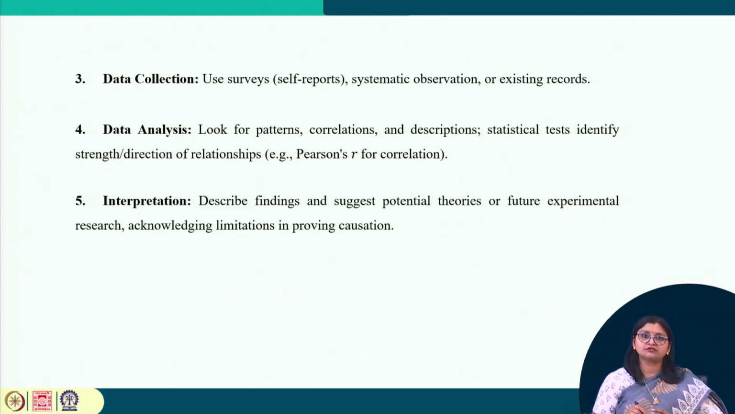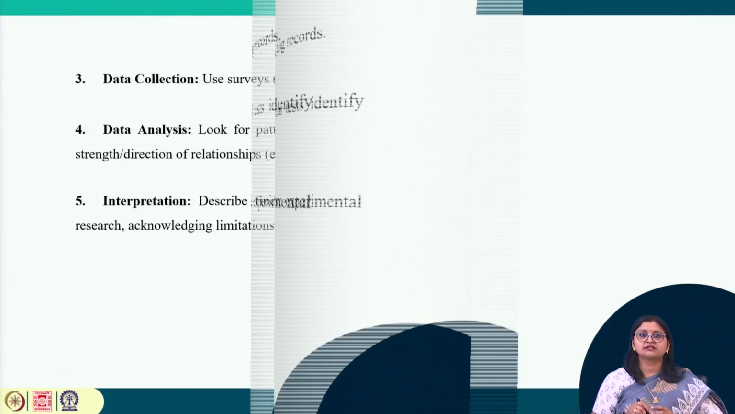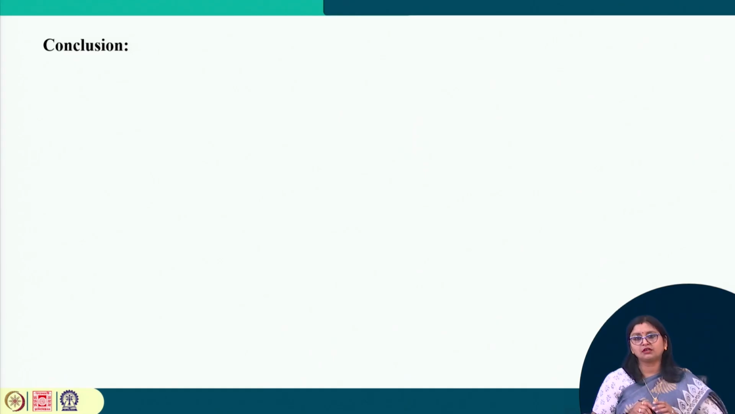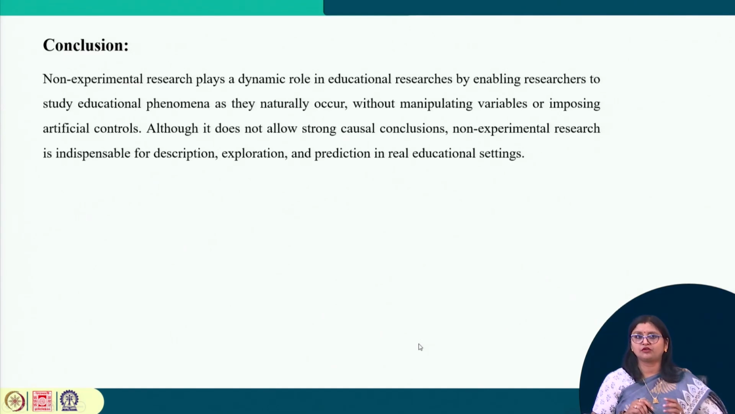Then data analysis: look for patterns, correlations, description, statistical tests, and identify the strength, direction and relationship, either Pearson r or product moment, whatever is applicable you can use. Then go for the interpretation. Descriptive findings are there, you go for the interpretation of your findings, and lastly we can go for the conclusion.